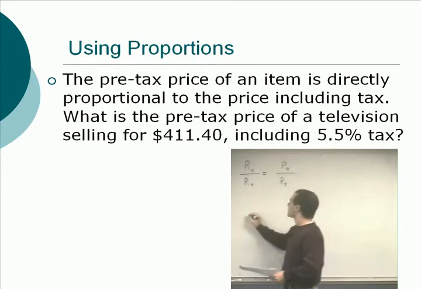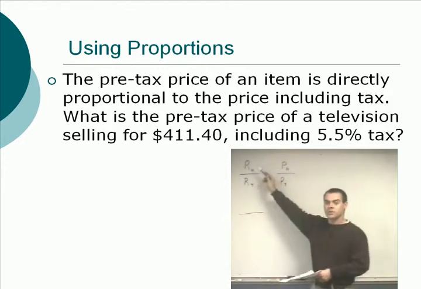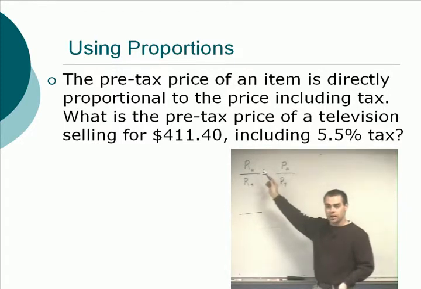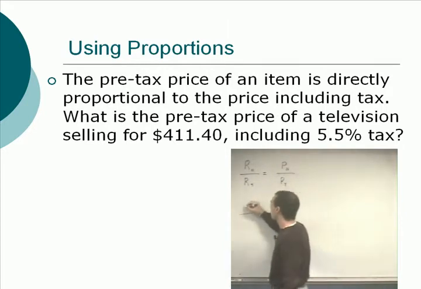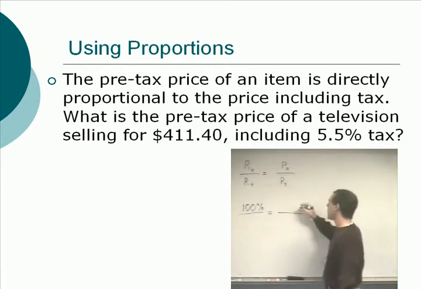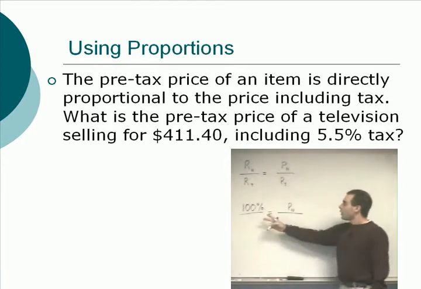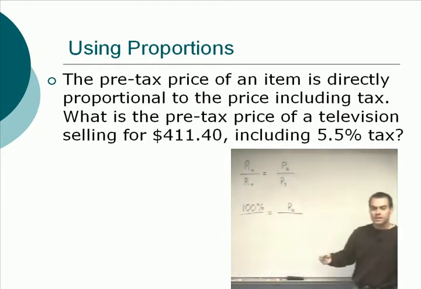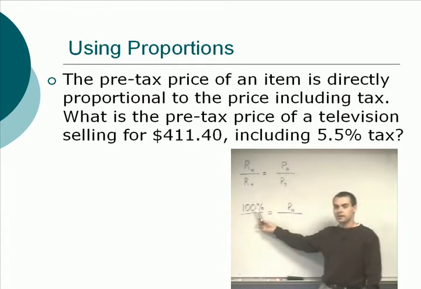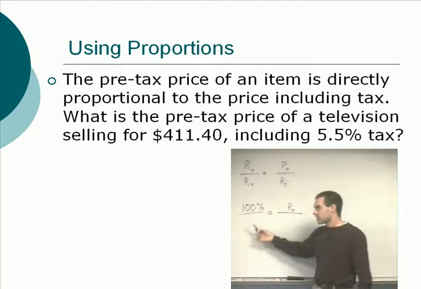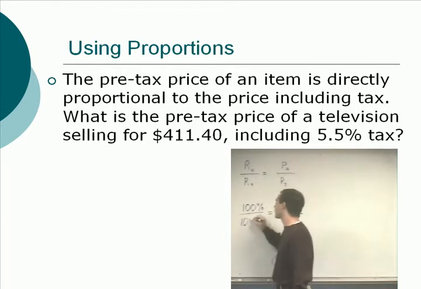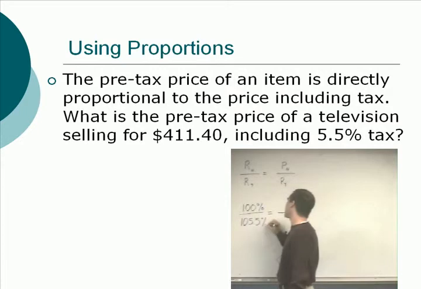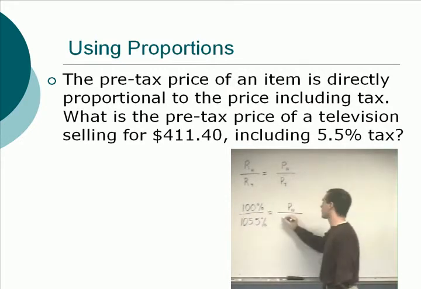Well, let's fill in our values. What do you have to pay for? If there was no tax, what percentage of the price would you have to pay? You would just have to pay for the TV, 100%. So the rate with no tax, we would say, is 100%. Do we know the price with no tax? No. What is the rate with tax? If we have to buy this thing, we pay for 100% of the price of the object plus what additionally? Plus another 5.5%. So the rate with tax is 105.5%. And the price with tax is $411.40.